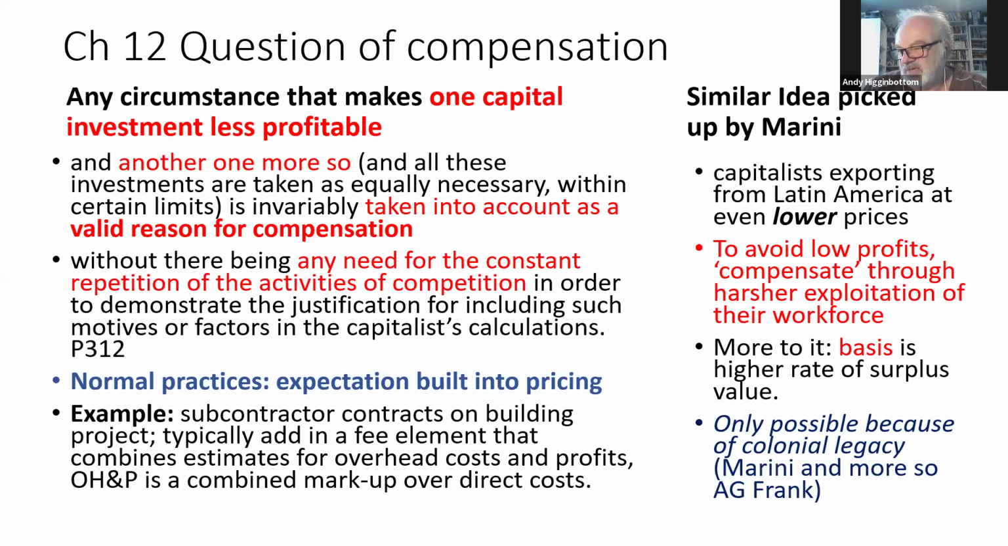He says that capitalists sending commodities from Latin America to Britain in particular were only achieving lower prices. They compensate for these lower prices in order to rebuild their profits by harsher exploitation of the workforce. And that's one direction of the argument. There is another direction of the argument which starts from the social conditions in Latin America at the time, the legacy of colonialism and so on, which Marini was also absolutely aware of, of course. But you can see here it's an example of production and circulation, how they connect in practice.